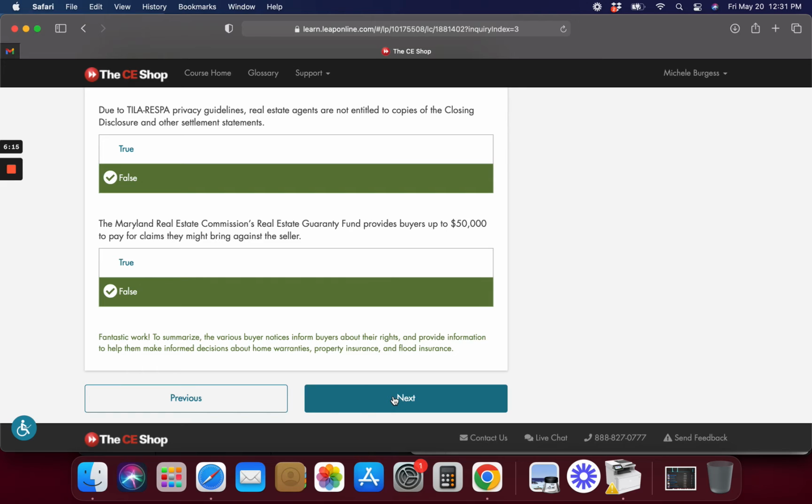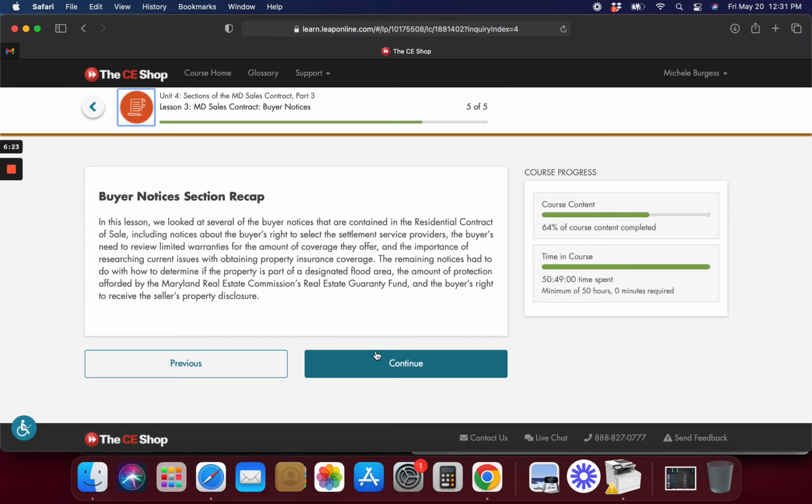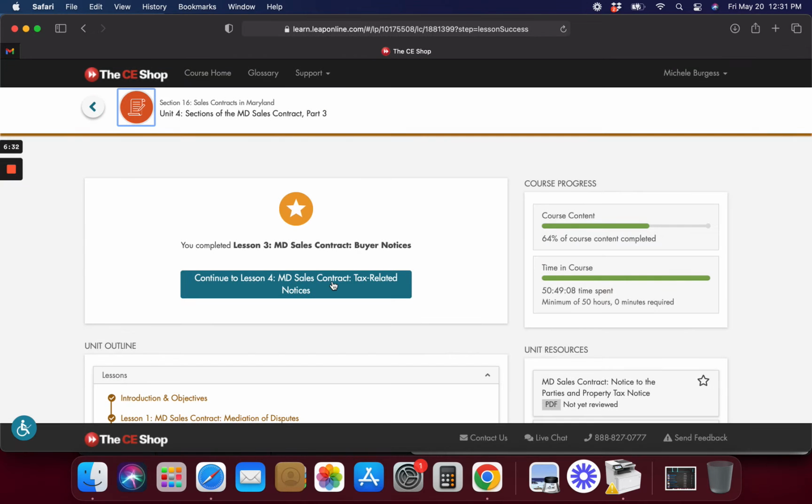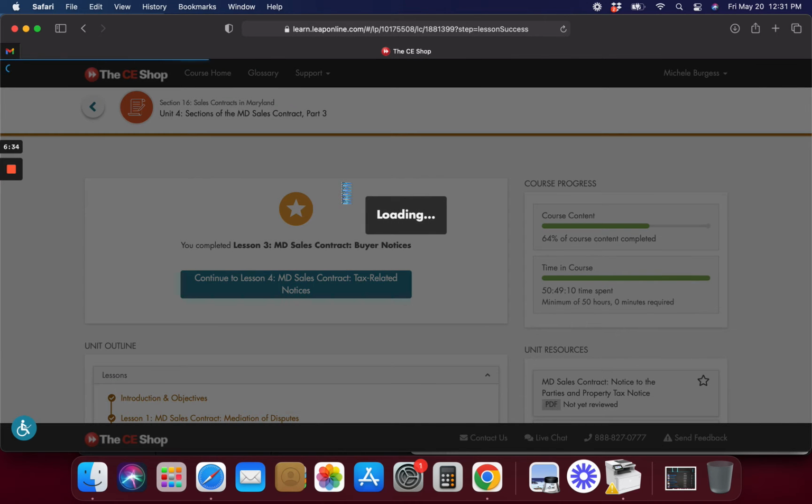To summarize, buyer notices inform buyers about their rights and provide information to make informed decisions with home warranties, property insurance, and flood insurance. It's the buyer notices section recap. So when we get a question on that, that's where that's going to be. That's going to be mostly insurance stuff.